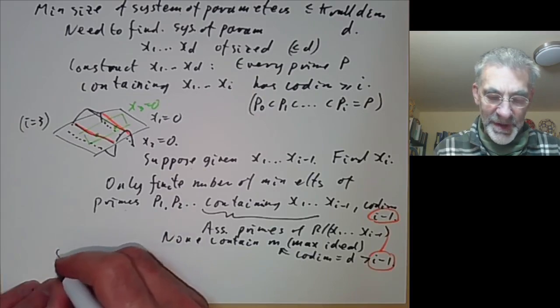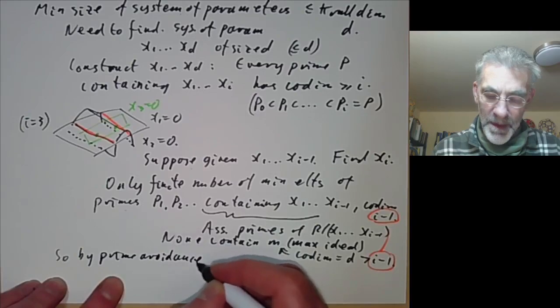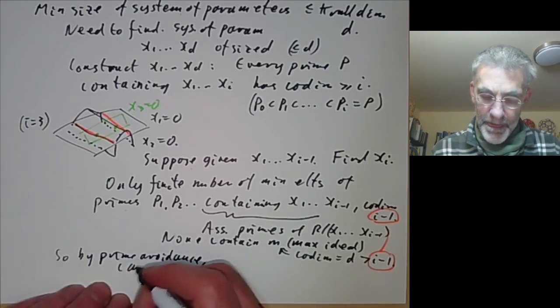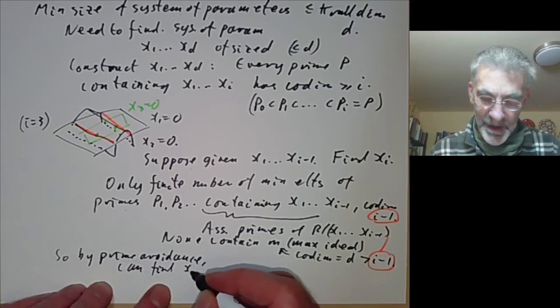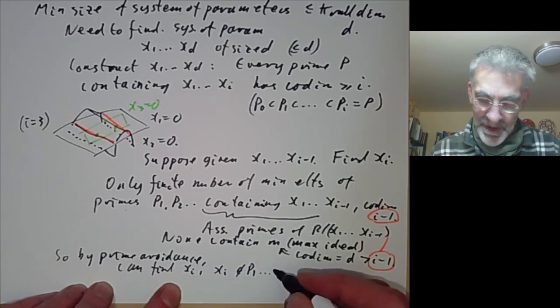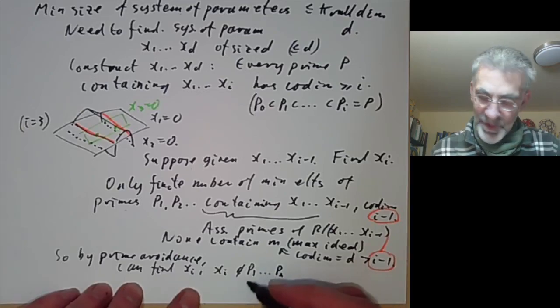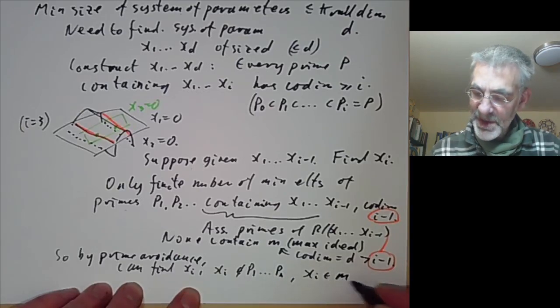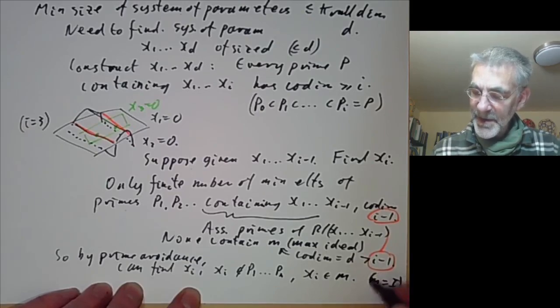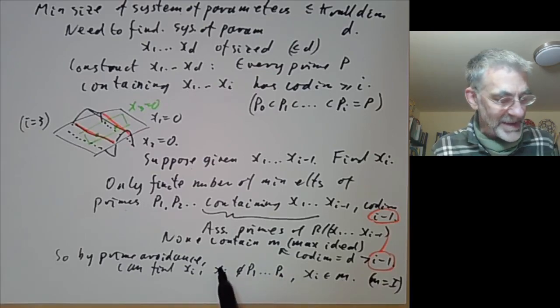So by prime avoidance, we can find xi with xi not in any of the Pi, but xi in M. Here we're taking M to be the ideal I in the prime avoidance theorem, and M is not contained in any of the ideals Pi, and all the ideals Pi are prime, so we can find some xi with this condition.